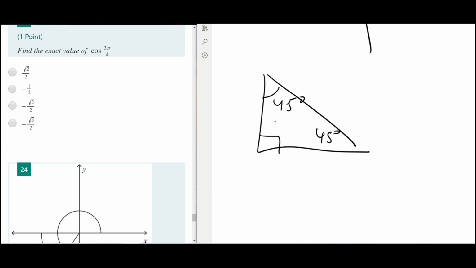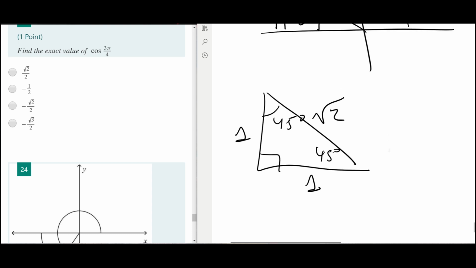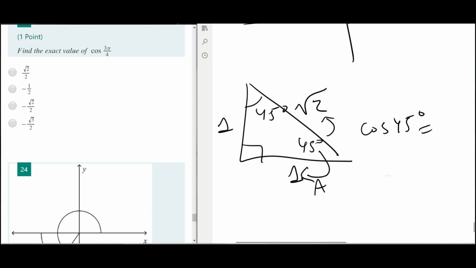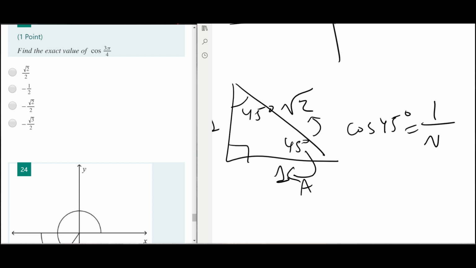Which means, I'll show you the shortcut for the 45, 45, 90. It's going to be 1, 1, square root of 2. So that's my shortcut for the 45, 45, 90. So if we want to do cosine, cosine is adjacent over hypotenuse. So cosine of 45 degrees is 1 over square root of 2, adjacent over hypotenuse.